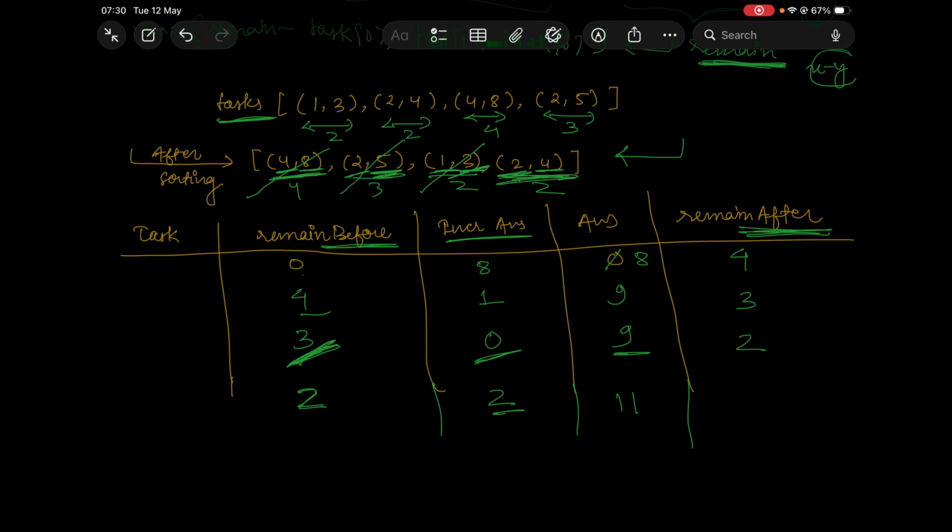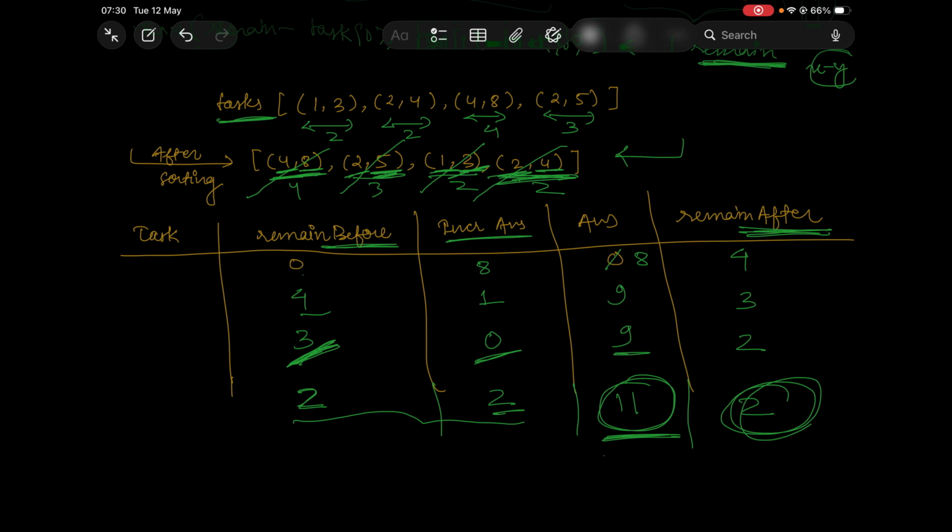Now 2 is required to finish this, so we had energy as 4, right? We use 2 out of it. After using 2, it remains as 2. Okay, so 2 is the last remaining energy, and at the end we needed 11 as the minimum start energy to finish all these tasks. And after all of this, we were able to finish the tasks with 11 being the minimum energy. So yeah, that's about this approach.